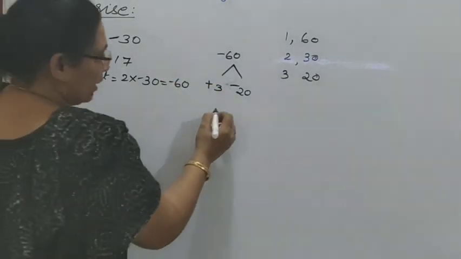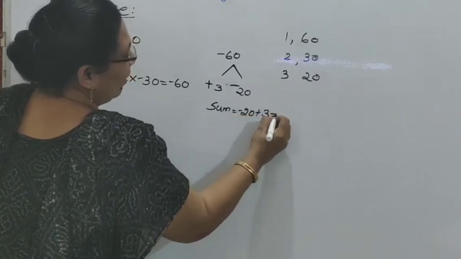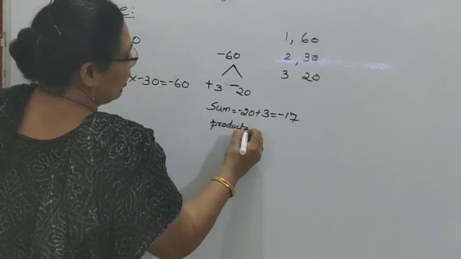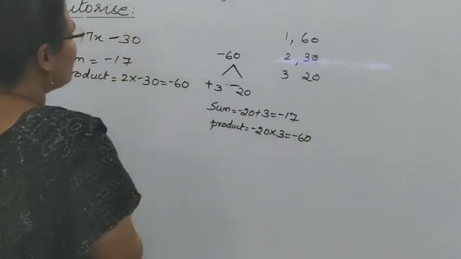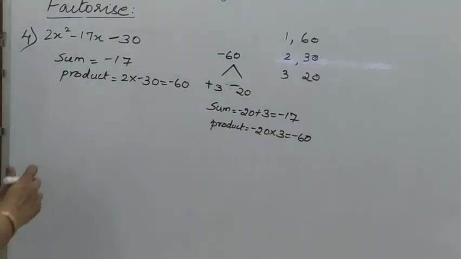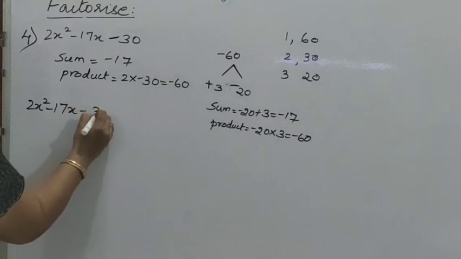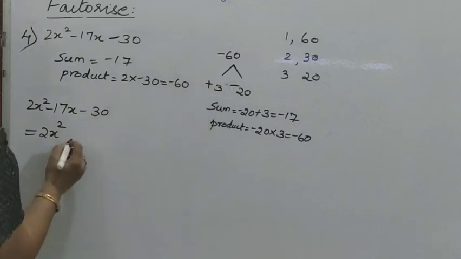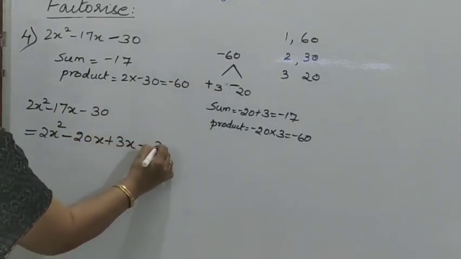Now check the sum here. Sum is equal to minus 20 plus 3, equal to minus 17. What is the product there? Minus 20 into 3 is equal to minus 60. Check those two conditions, minus 17 as well as minus 60, both conditions are satisfied here. Once again the question, 2x square minus 17x minus 30 equals 2x square, no change, minus 17x we are changing as minus 20x plus 3x minus 30.